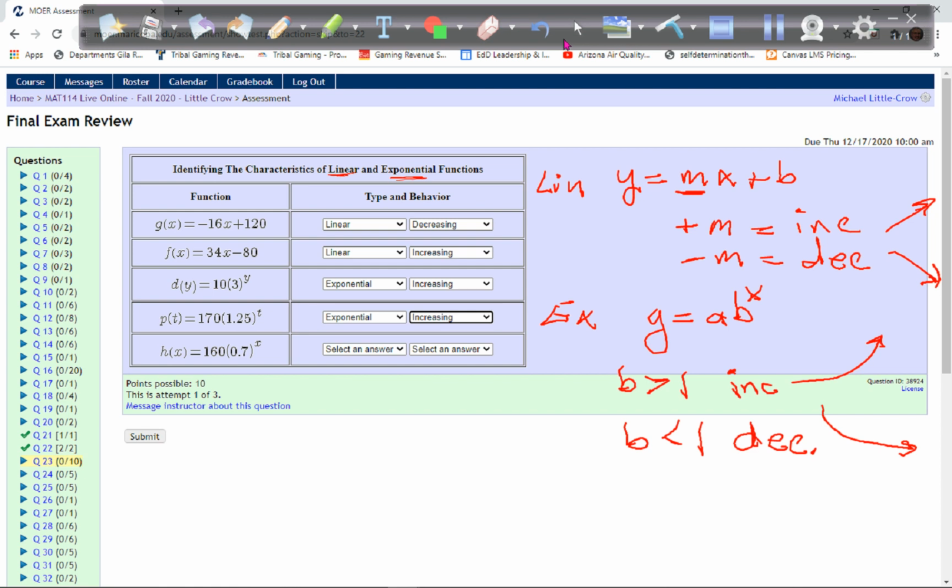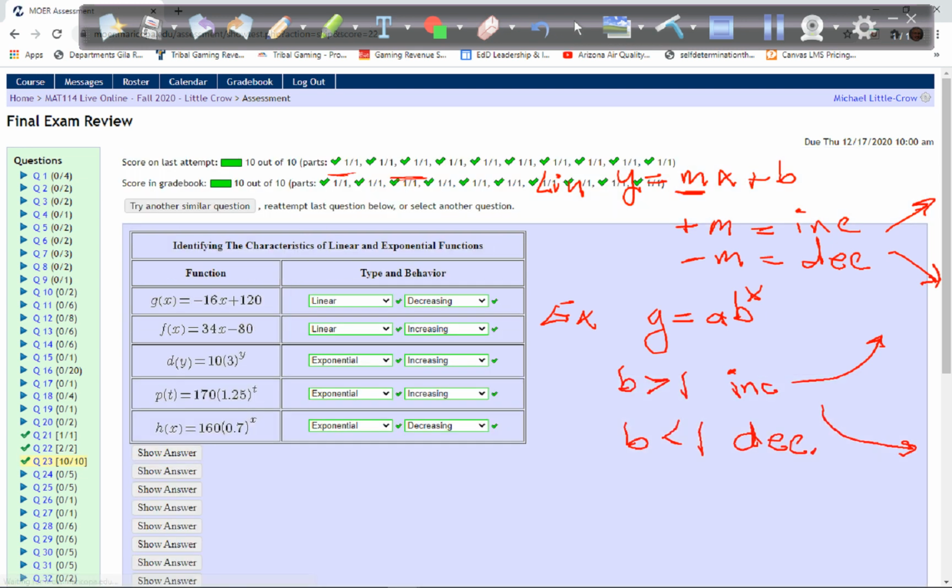H of x, we've got exponential. There's the variable up there in the exponent. And the base is 0.7, so that is less than 1. That's a decreasing exponential. Just like that.